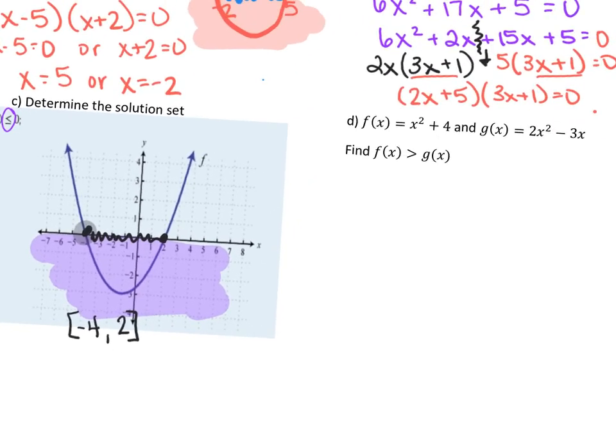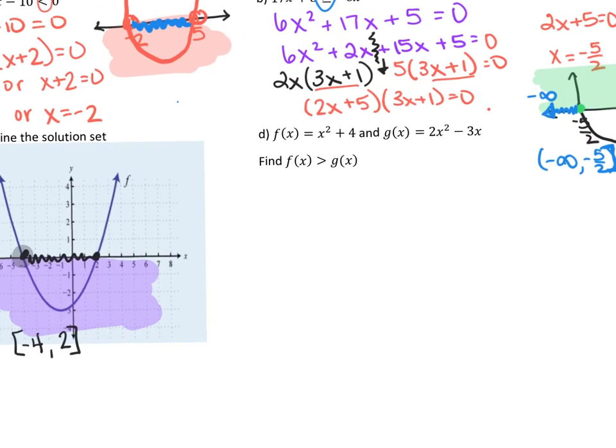And then in this last problem, it tells me two different functions. It says f of x is equal to x squared plus 4, and g of x is equal to 2x squared minus 3x. It wants me to find out when f of x is greater than g of x. You can literally graph this and see this happening. When will your f of x be greater than your g of x?